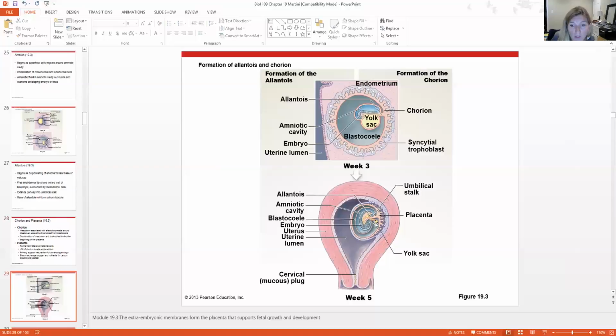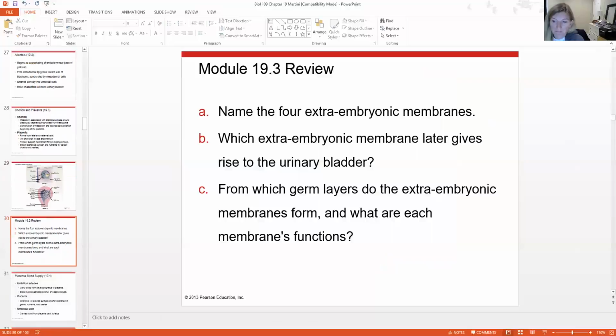Here, look how small that yolk sac is at this point. Very, very small at week 5. And look how big the embryo is at this point. That's that little line that just started as that disc that has now started to differentiate and grow. Notice this mucus plug starts to develop at the end of the uterus. This is to prevent bacteria or sperm or anything else from coming in and affecting this development. You can pause the video here, go back and review.